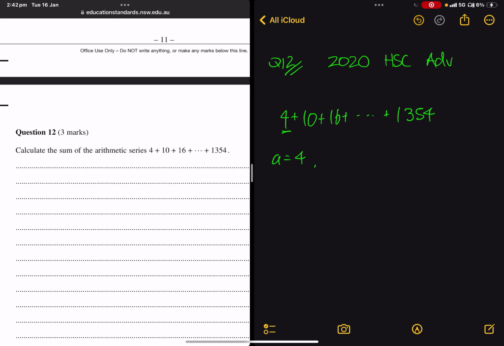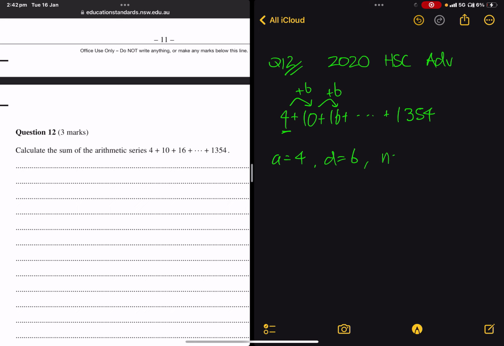Arithmetic means you are adding or subtracting a number between each term. So to go from 4 to 10, we're adding 6. To go from 10 to 16, we're adding 6. So the term we are adding or subtracting is 6, and we're adding it in this case. So D is going to be equal to 6. You could say plus 6, 6 or plus 6. It's fine either way. We also need to know how many terms there are in order to find the sum.